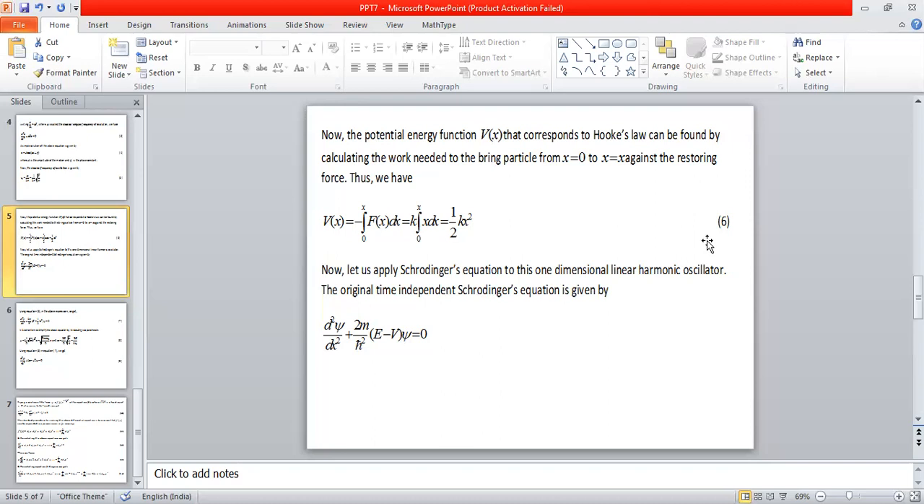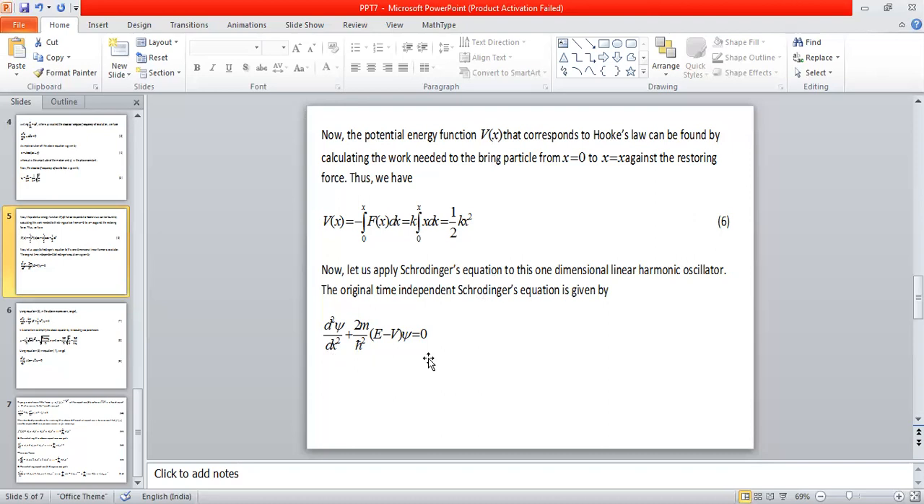Our aim is to understand the behavior of a linear harmonic oscillator quantum mechanically. In order to do this, we need to apply Schrödinger's equation to this one-dimensional linear harmonic oscillator. The general one-dimensional time independent Schrödinger's equation is given by d squared psi by dx squared plus 2m by h cross squared into (E minus V) psi is equal to 0.